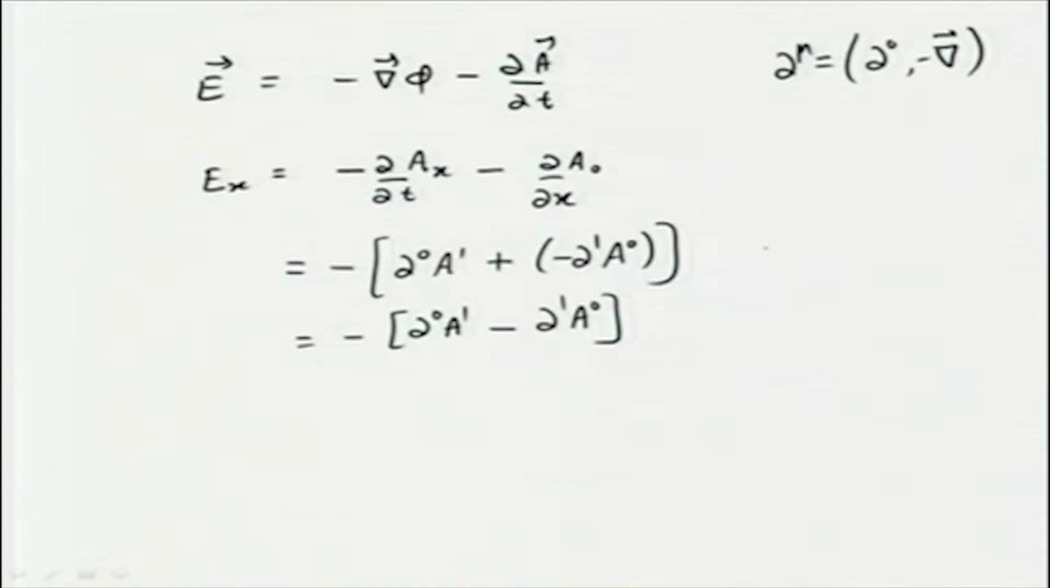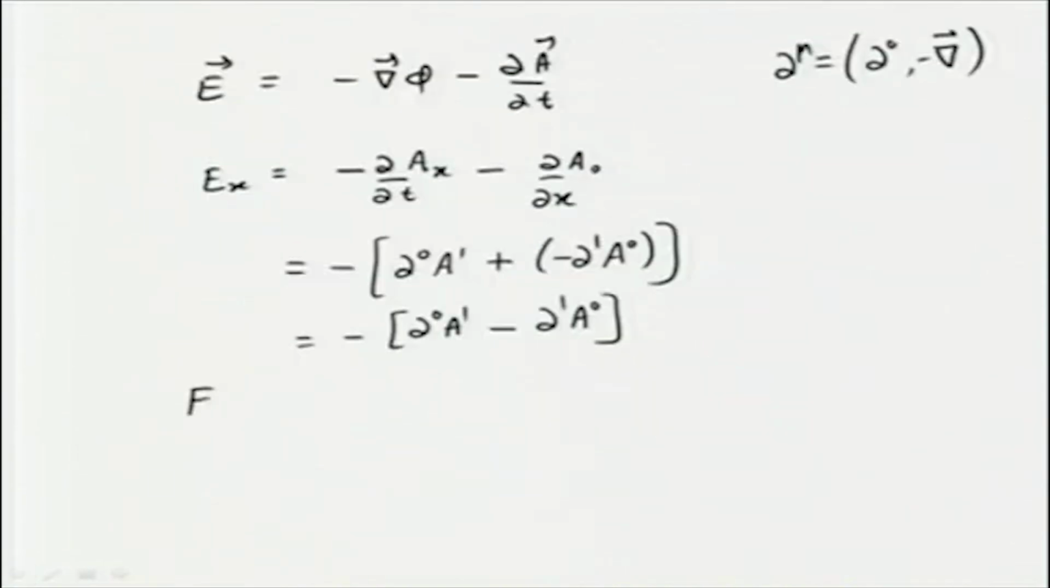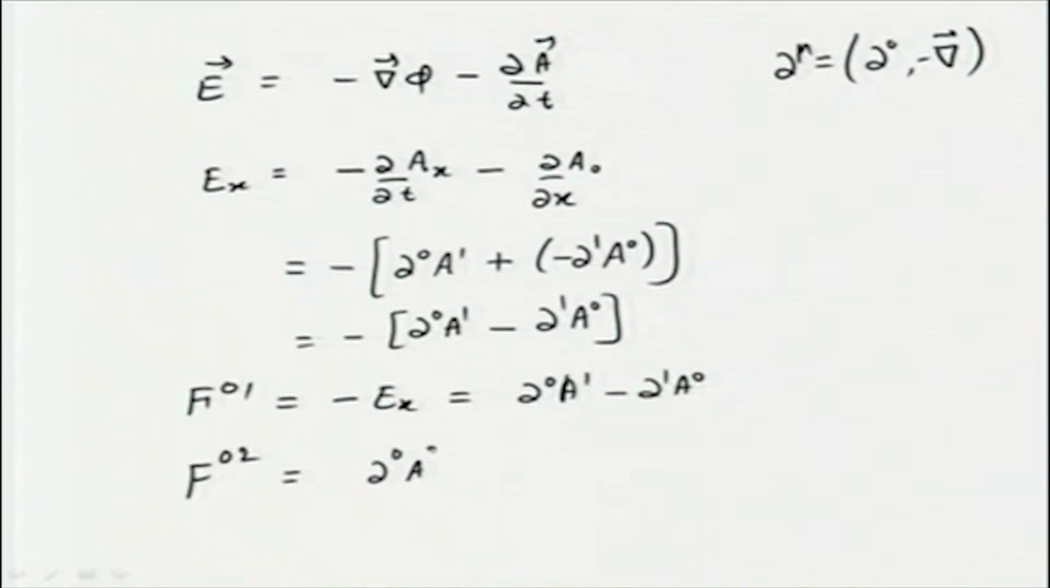But if you look at the field tensor F mu nu, mu equal to 0, nu equal to 1 will give you minus E x. So, taking F 0 1 as minus E x gives us dou 0 A 1 minus dou 1 A 0 as F 0 1. In a similar fashion, you can get F 0 2 as dou 0 A 2 minus dou 2 A 0, F 0 3 as dou 0 A 3 minus dou 3 A 0. Okay.